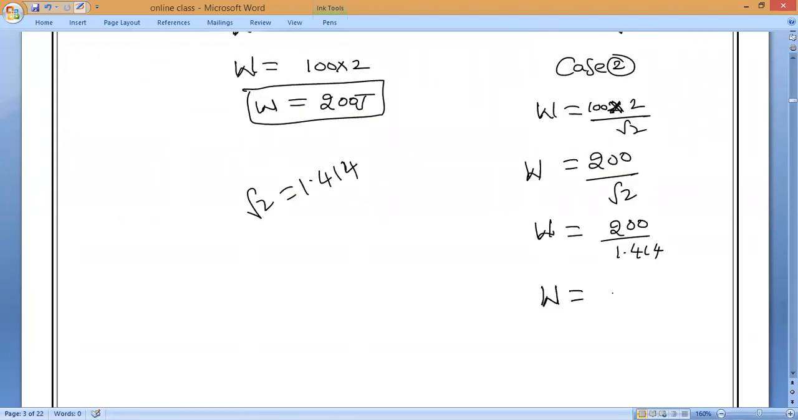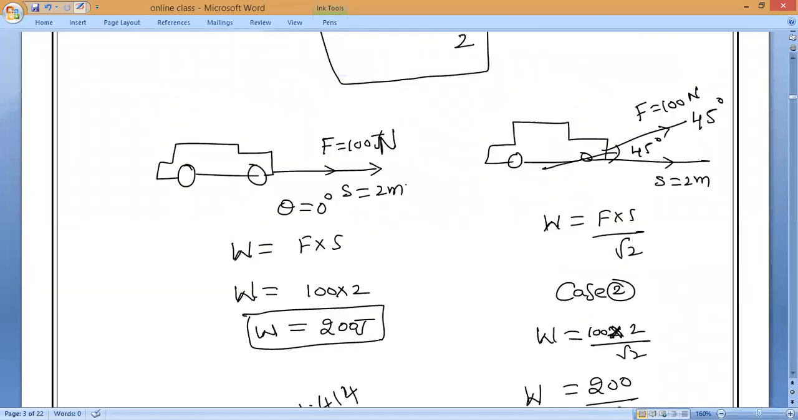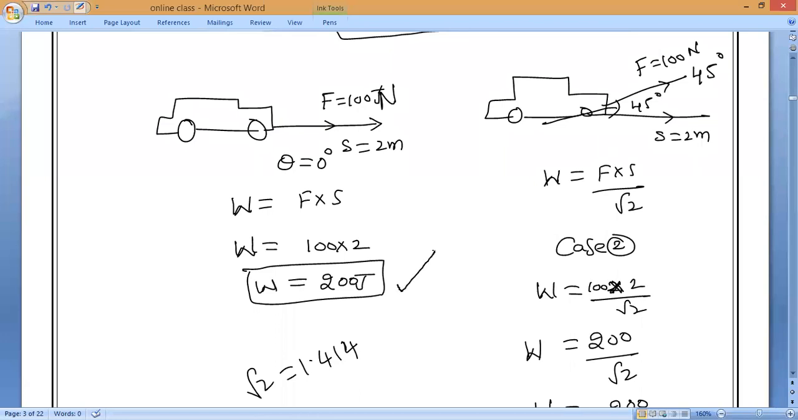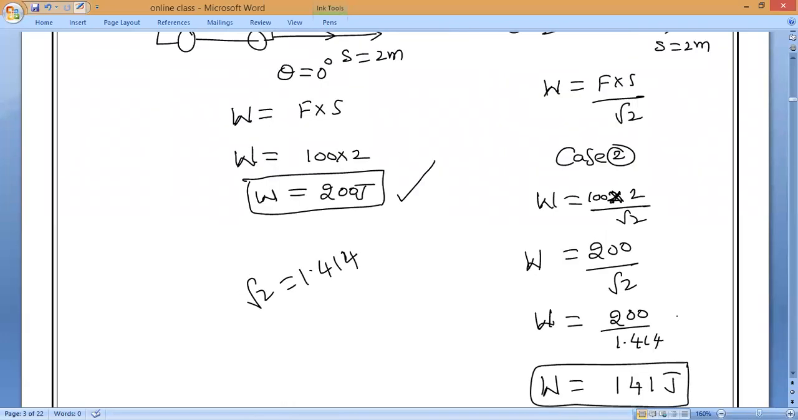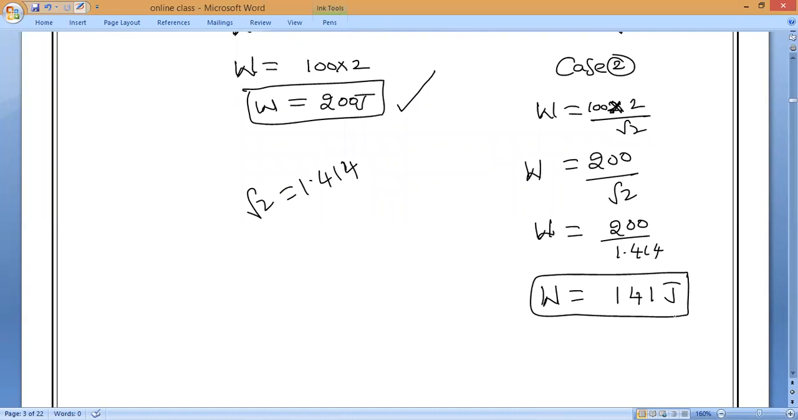Is it yes or no? So now tell me the total work done. Which case is less? About 141 joules. So in which case will the person become more tired, case 1 or case 2? I am even proving it with the values. Which case is doing more work done? Case 1, sir.